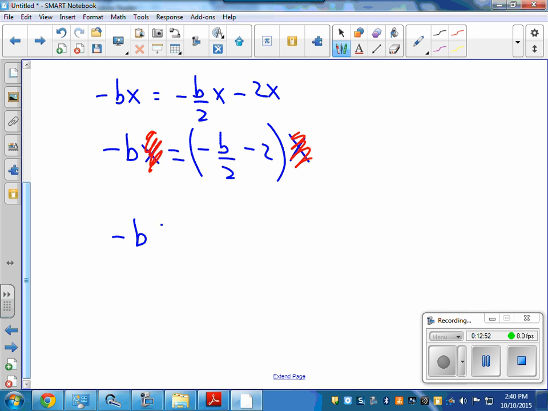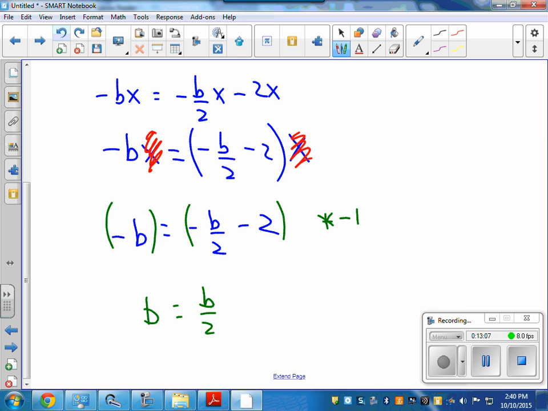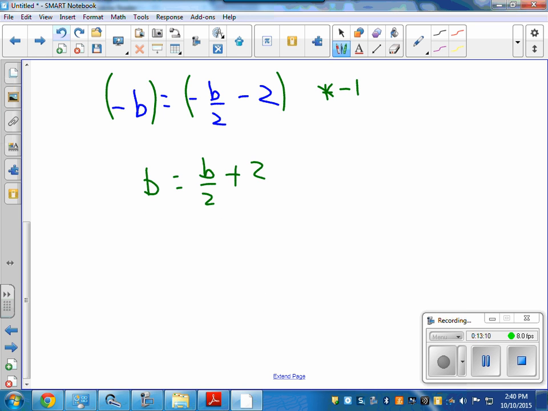Negative b is the same as negative b over 2 minus 2. I would probably at this stage multiply everything by negative 1, both the left and the right side. So that gives us b is the same as b over 2 plus 2. And then multiply both the left side and the right side by 2. So we get 2b equals 1b plus 4. Subtract off the b's. b is equal to 4.